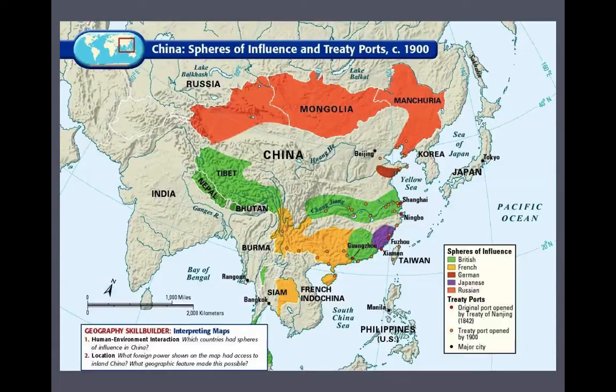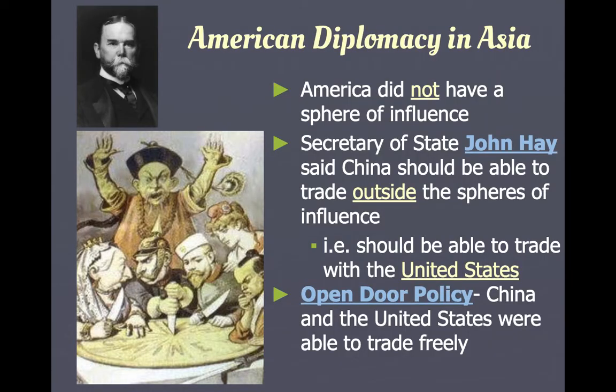So let's look here. This shows the different spheres of influence. You can see the British control quite a bit. They control this green. Then the French here, the Japanese, the Germans, and the Russians here. Now notice a pretty big, important country that we talk a lot about in U.S. history, the U.S. Okay, so they're not there. Like I said, we didn't have a sphere of influence.